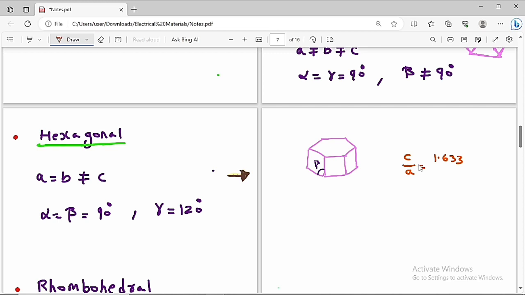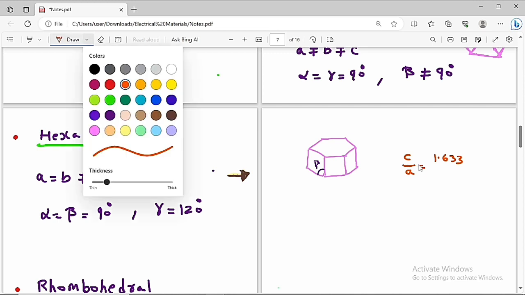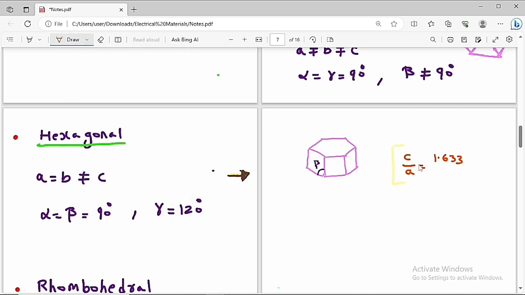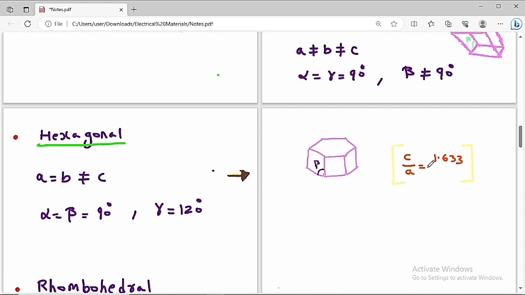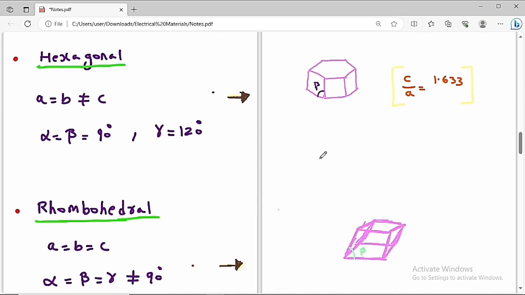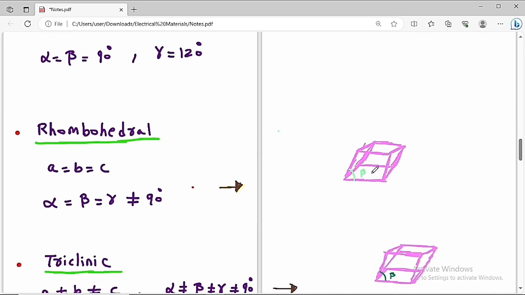Let me go to the other sketch in order to make it very clear. I will use the yellow color. This is a very important thing that you always have to remember. In the case of hexagonal, only two sides are equal and the third side has a different value, and two angles are equal to 90 degrees and the third angle is equal to 120 degrees. And the ratio of C by A, the ratio of the two lengths which have different values, is nearly equal to 1.633, meaning C is somewhat higher when compared to A. And rhombohedral means we are going to get a graph like this. Here also all the lengths are equal.